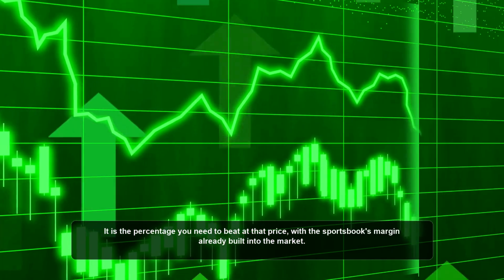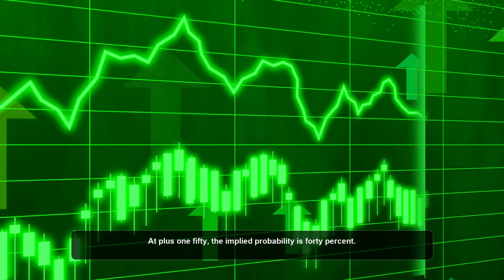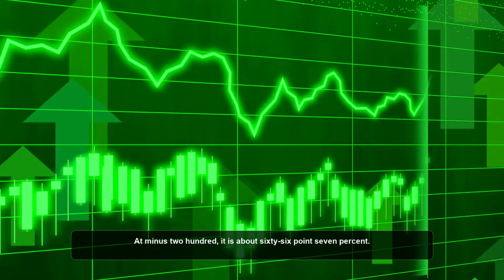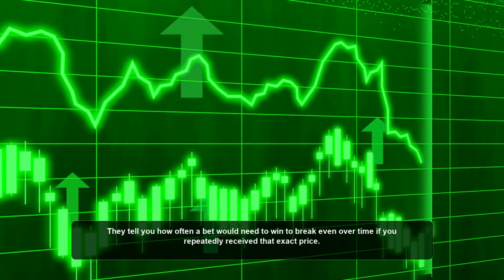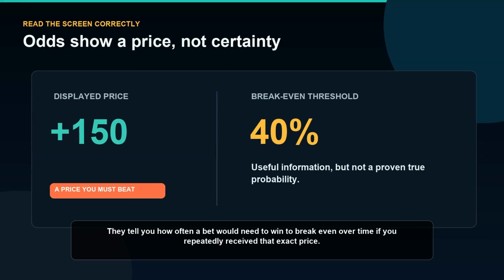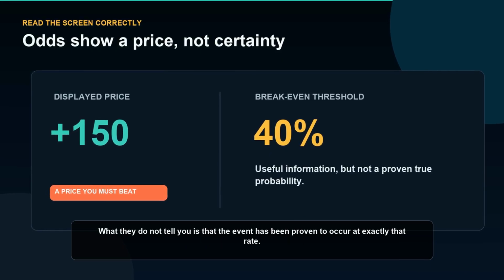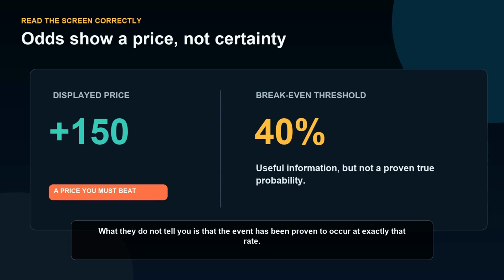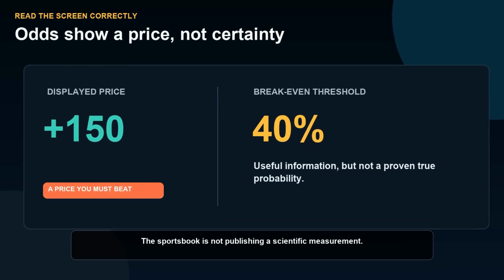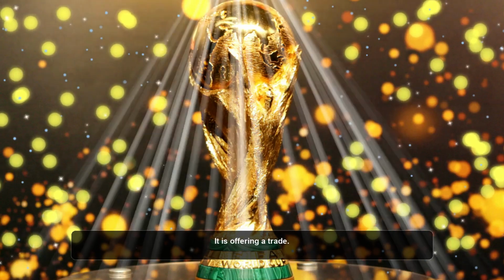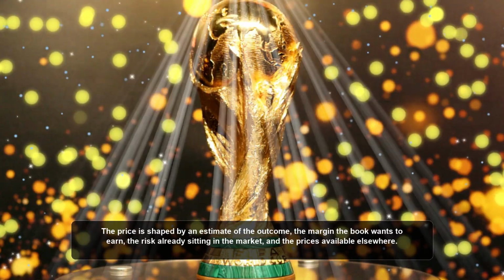Start with a simple example. At +150, the implied probability is 40%. At -200, it is about 66.7%. Those percentages come directly from the payout. They tell you how often a bet would need to win to break even over time if you repeatedly received that exact price. What they do not tell you is that the event has been proven to occur at exactly that rate. The sportsbook is not publishing a scientific measurement. It is offering a trade. The price is shaped by an estimate of the outcome, the margin the book wants to earn, the risk already sitting in the market, and the prices available elsewhere.